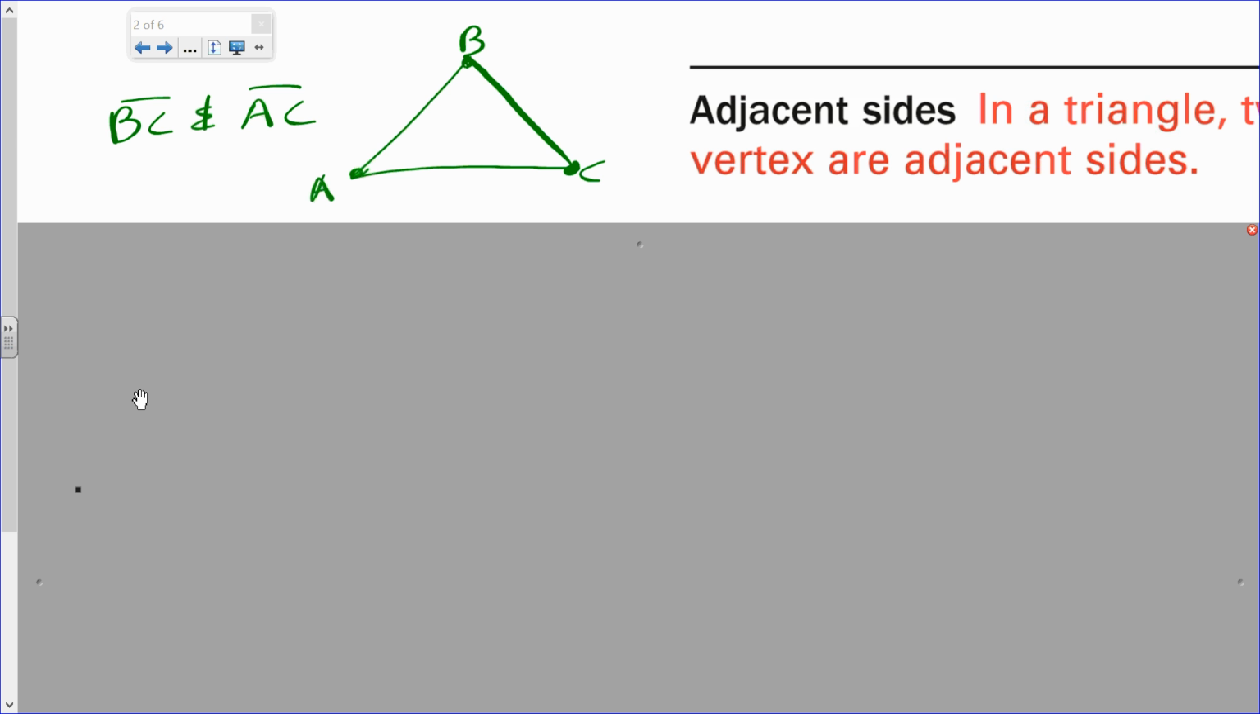You know what adjacent angles are? They're angles next to each other. Here on a triangle, they're just 2 sides that are next to each other that share a common vertex. The definitions are a little different, but you can see the commonality between adjacent angles versus adjacent sides. Remember, they just mean right next to each other.